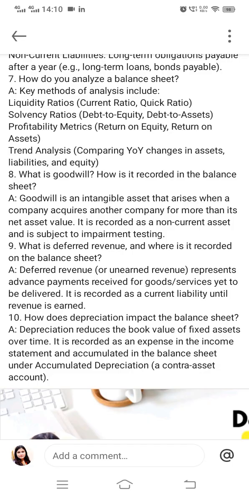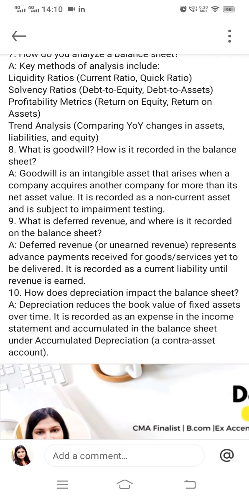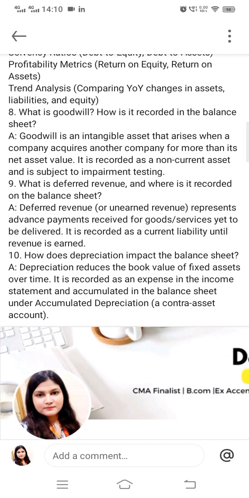And then we have solvency ratio. In solvency ratio we have two ratios, debt to equity and debt to assets. Then we have profitability metrics, that includes return on equity and return on assets. Now we have trend analysis, comparing your changes in assets, liability and equity.